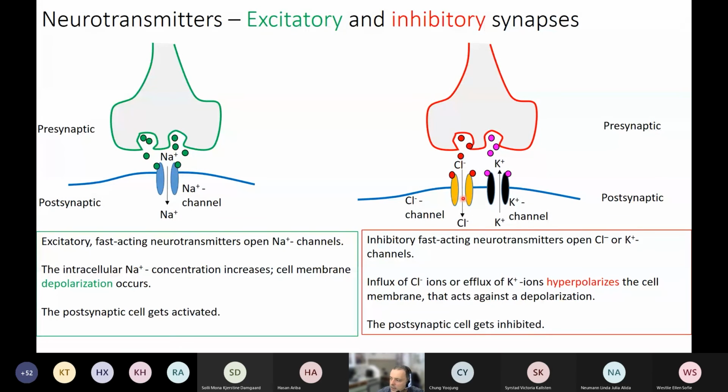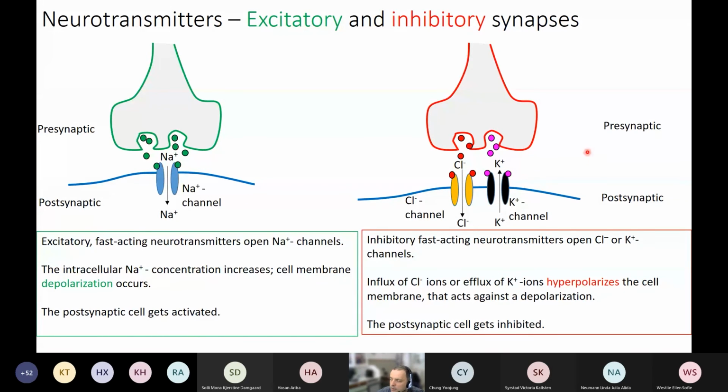And if these chloride ions open after the neurotransmitter is bound, then from the extracellular space, chloride ions will go into the cell, which, because of the negatively charged ions, will have an opposite effect on the cell membrane potential. Also, a similar effect occurs if another neurotransmitter is coming, which is linked to potassium channels.